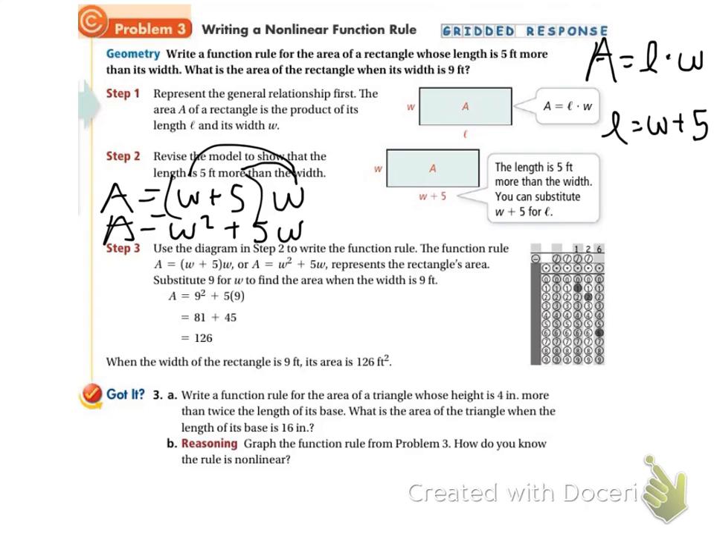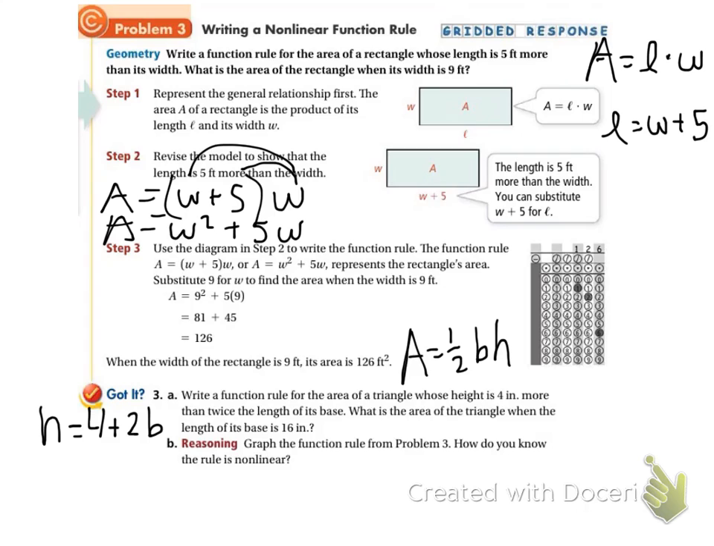So let's try our own here. It says write a function rule for the area of a triangle. Area of a triangle, area is 1/2 base times height. Whose height is 4 inches more, so if we're saying 4 more, that's adding 4, then twice the length of its base. So H equals 4 more, that's adding, so adding 4. Then twice the length of its base. Twice means multiplying by 2. So this is 2b. So I got 4 plus 2b.